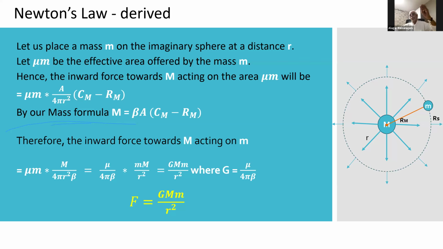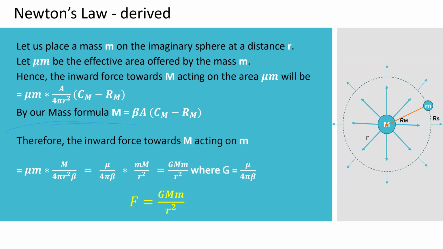No. Even before you place the small m, it is only an indication. It's not that this is smaller. You can call this one m1, this one m2. Even before placing the second mass, there is an inward pressure. The inward pressure is m by 4 pi r square beta. There is an inward pressure even before you place the mass.